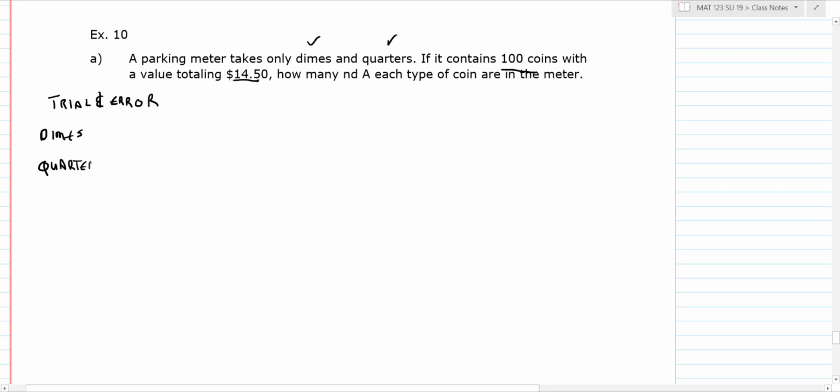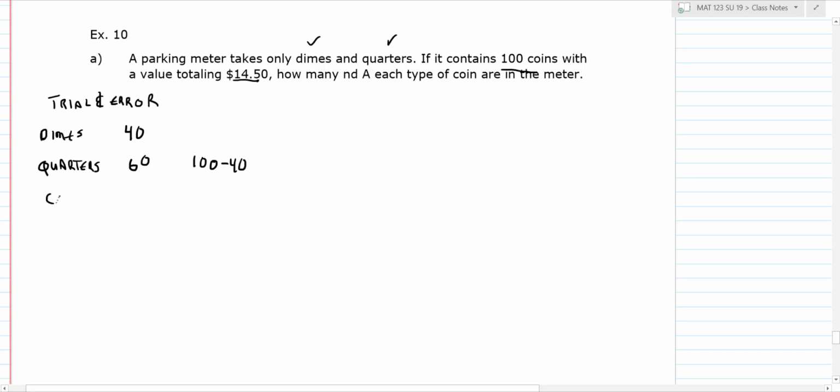So here's the idea. We know we have 100 coins. I'm going to take a wild guess and say 40 dimes. Well, that would mean I would have to have 60 quarters. How did I figure out the 60? I did 100 minus 40. Now let's count our money and see what happens.